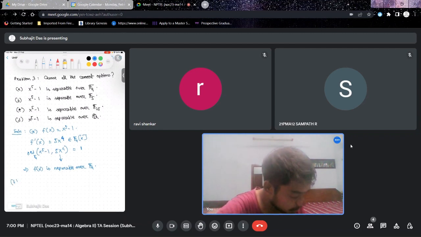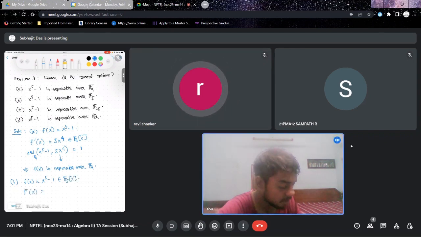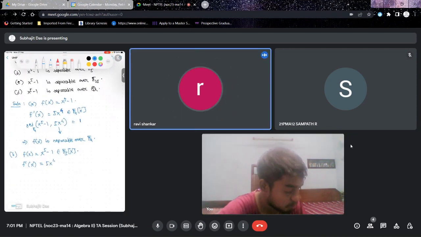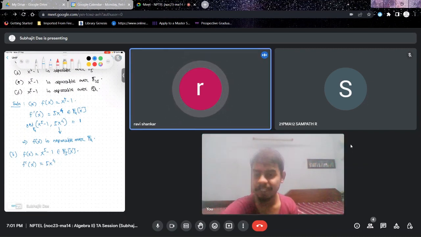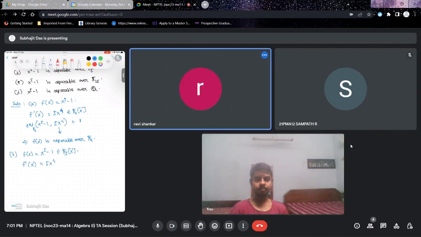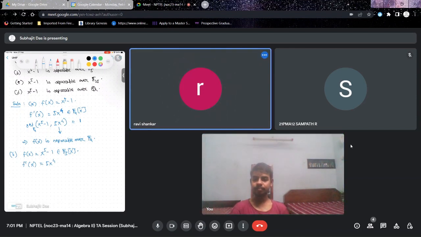What about option B? Is x to the power 5 minus 1 separable over F5 or not? So again take f(x) equal to x to the power 5 minus 1 in F5[x]. So what happens to f prime x? Yes, but the base field is F5, right? What is special about F5? F5 has characteristic 5, right? Which means that 5 times 1 is 0 in F5, right? So what happens?